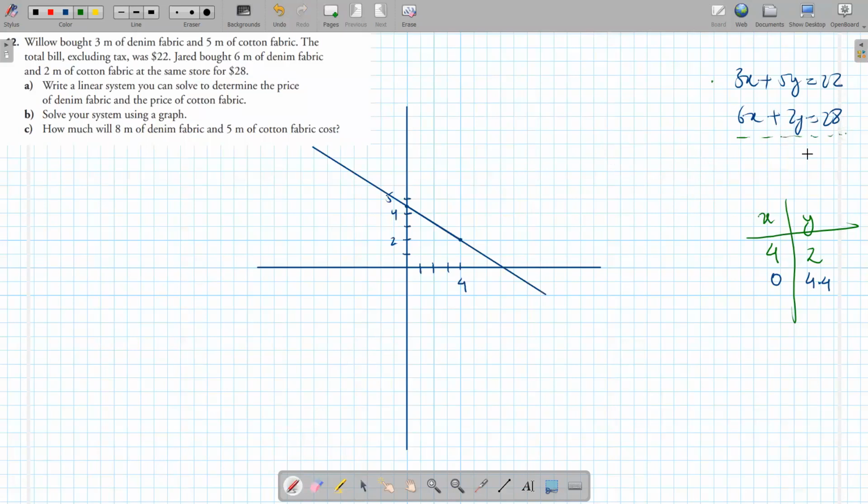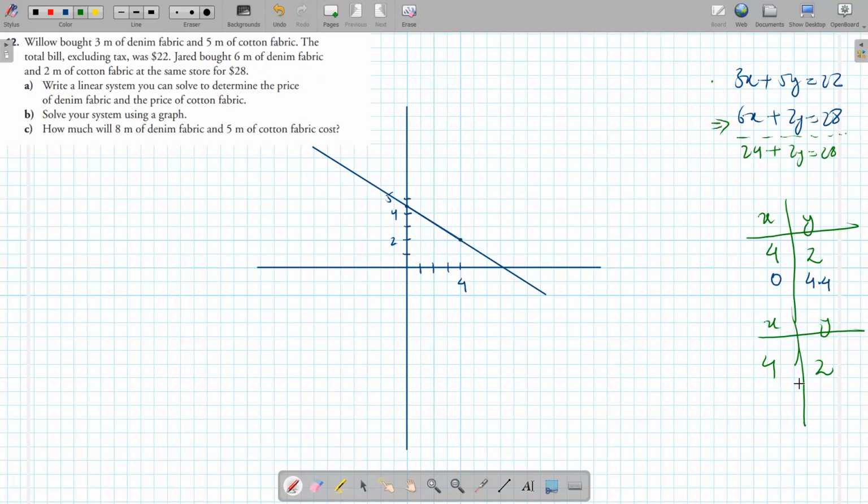So if I let x be 4, what's going to be my y value here? If x is 4, y would be 2. Look at this. 24 plus 2y equals 28. 2y is 4. Y is going to be 2. So that's our first point, which is also right there.